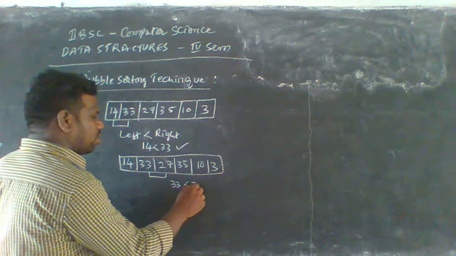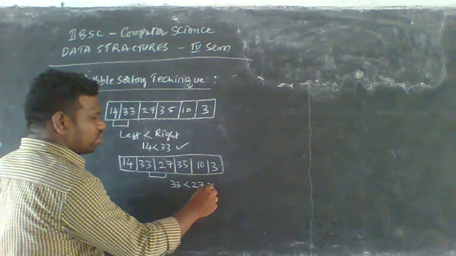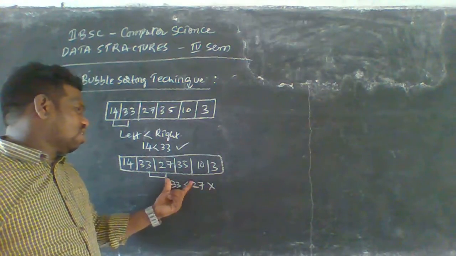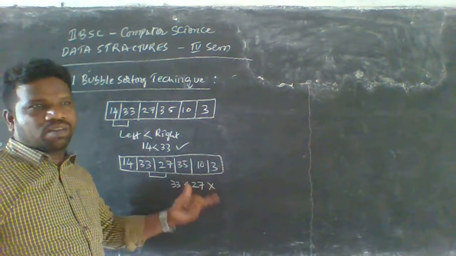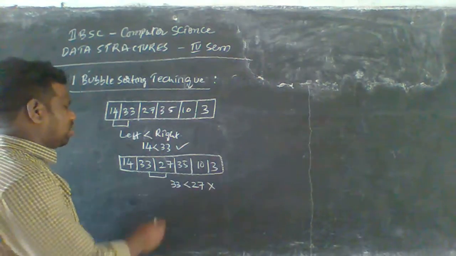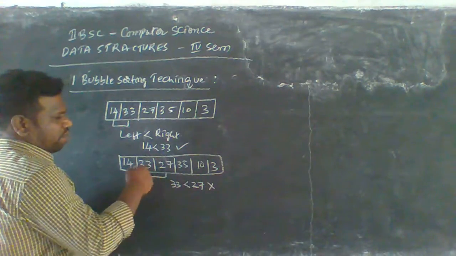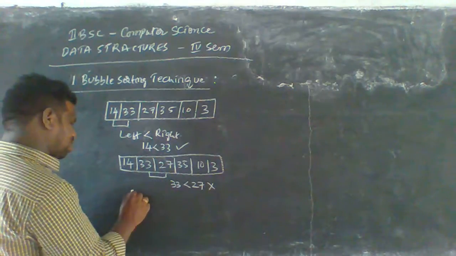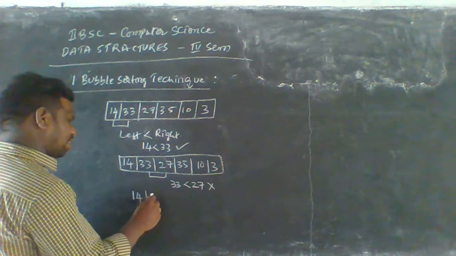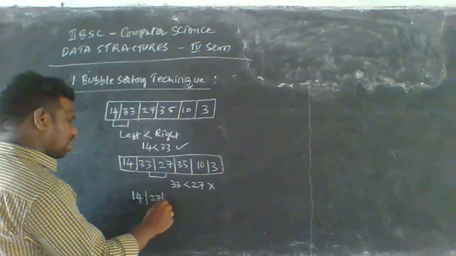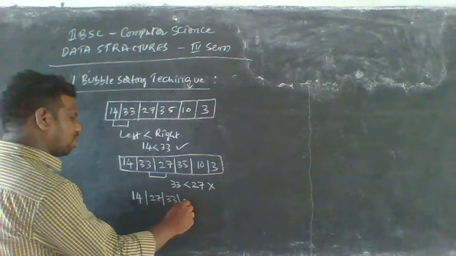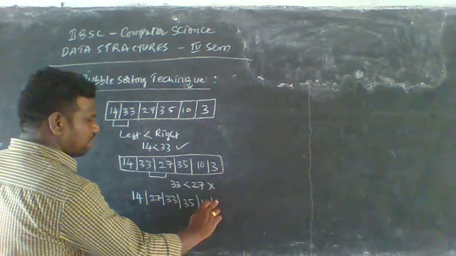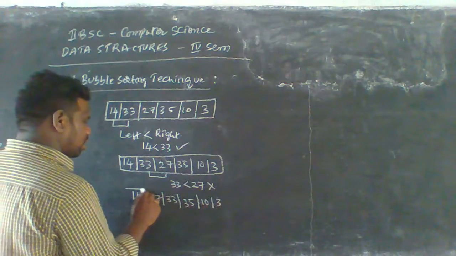In this case, is 33 less than 27? The condition is false here. Whenever the condition is false, we swap from one variable to the other. That's why the values will be changed, from here to here. So the elements become 27, 33, 35, 10, 3.